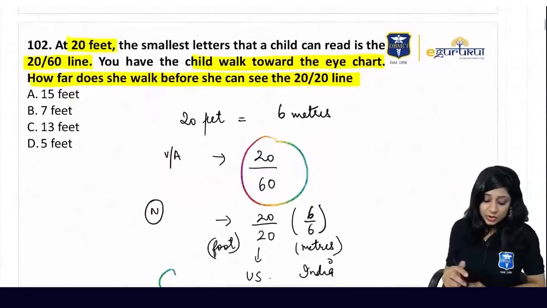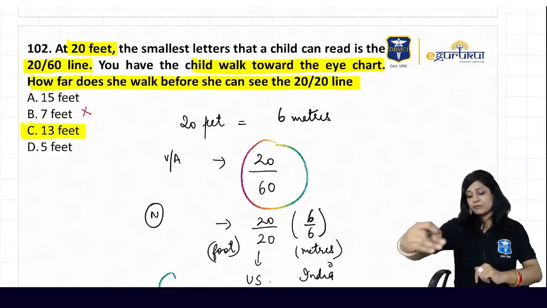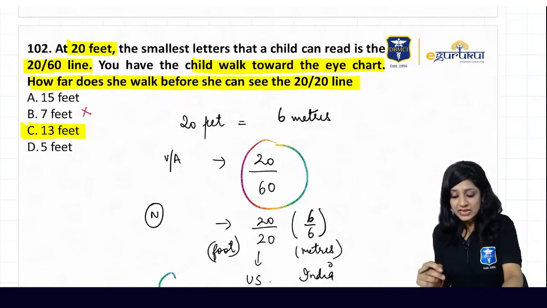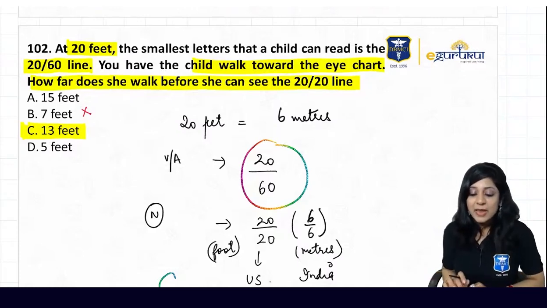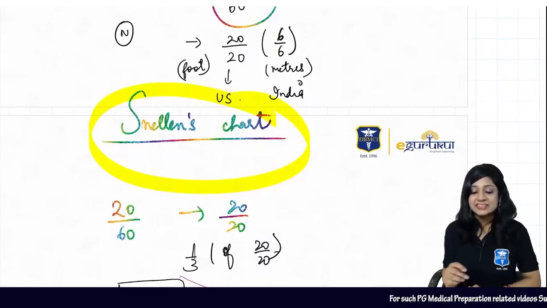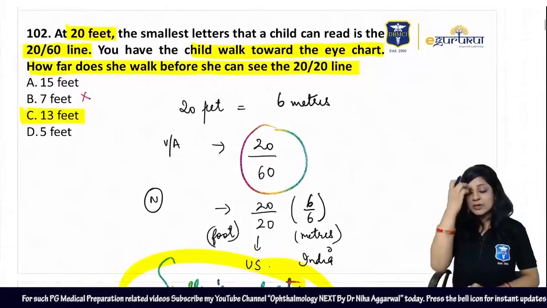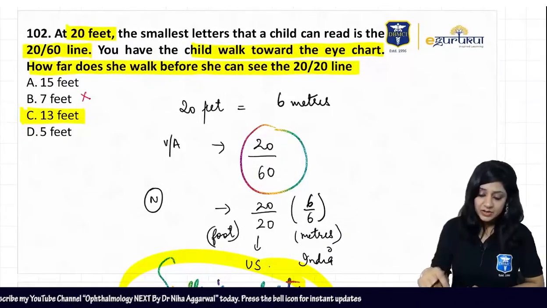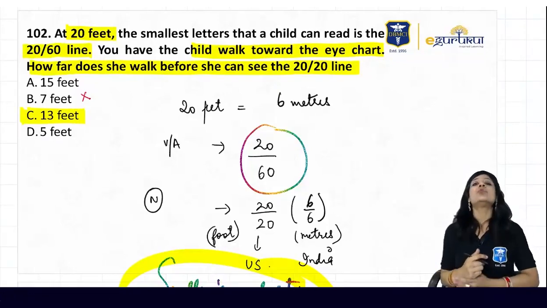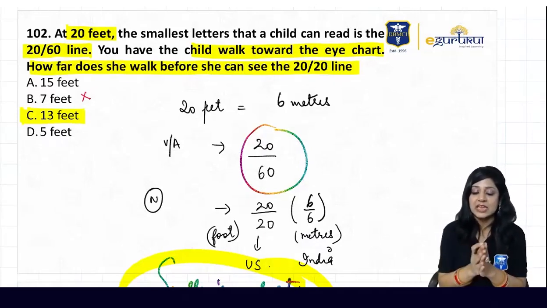So the answer is not 7 feet actually. The answer is 13 feet. She has to come 13 feet towards the letter. Only then she will be able to see. Yes. Please see the spelling of Snellen's chart. Nobody is going to ask you, but you should know the correct spelling, guys. Snellen's chart. And see this also. How much should she walk anteriorly? She should walk anteriorly about 13 feet. Only then she will be able to see it.